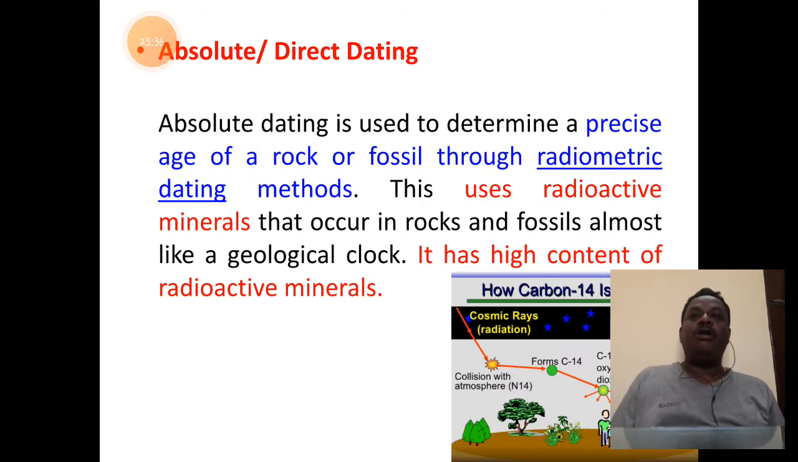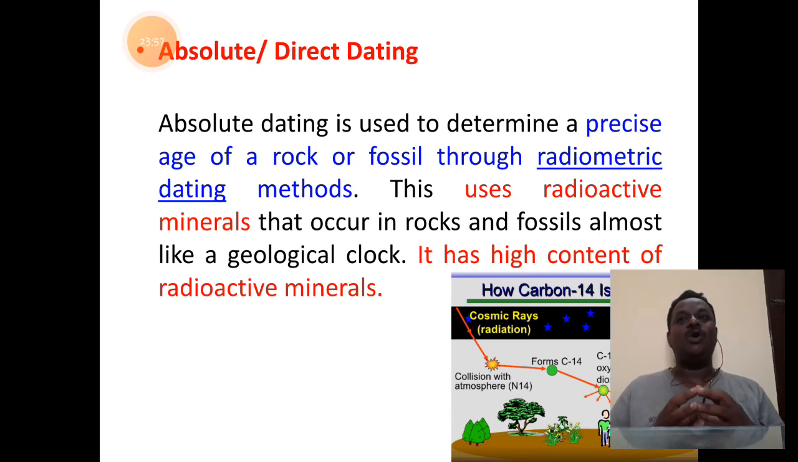The next method of dating is absolute dating, also called direct dating. It's a precise method of determination of the age of a fossil through radiometric methods. It makes use of radioactive minerals or elements that occur in the rocks as well as in the fossils.